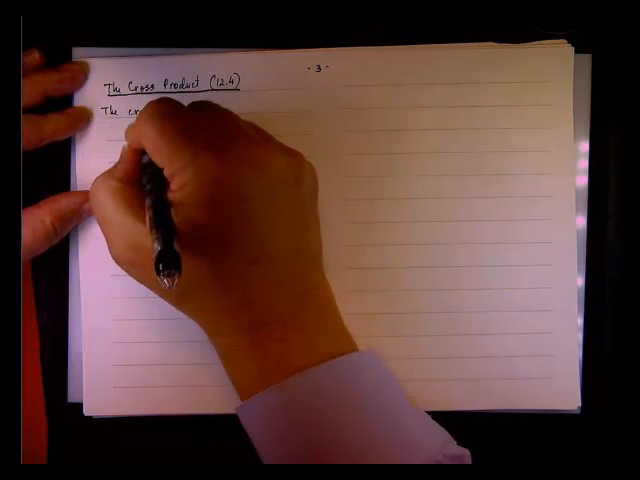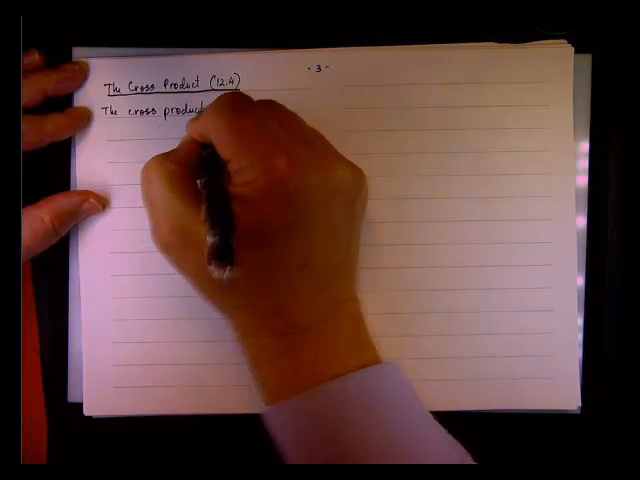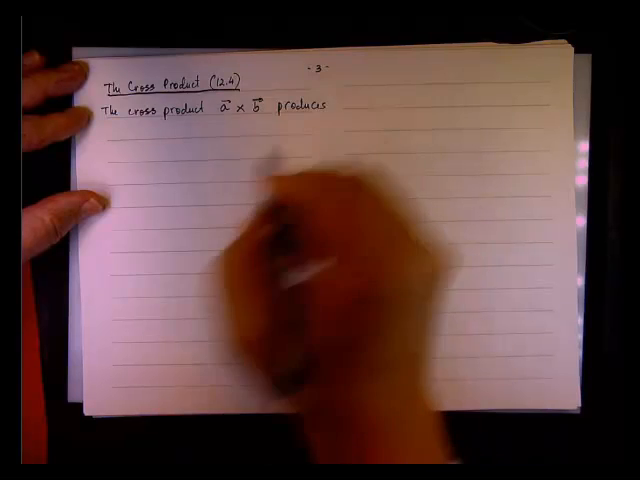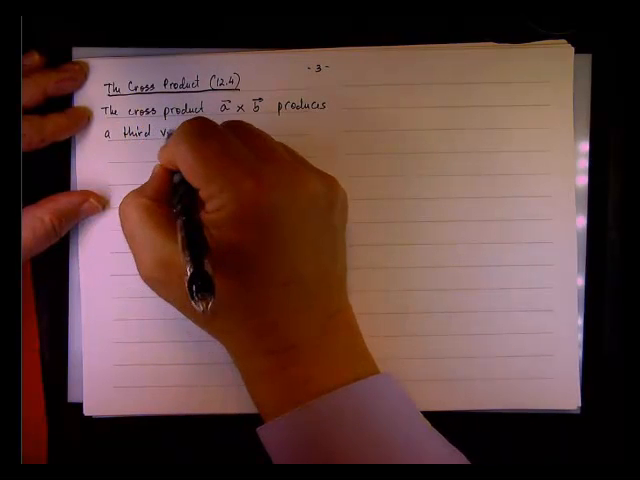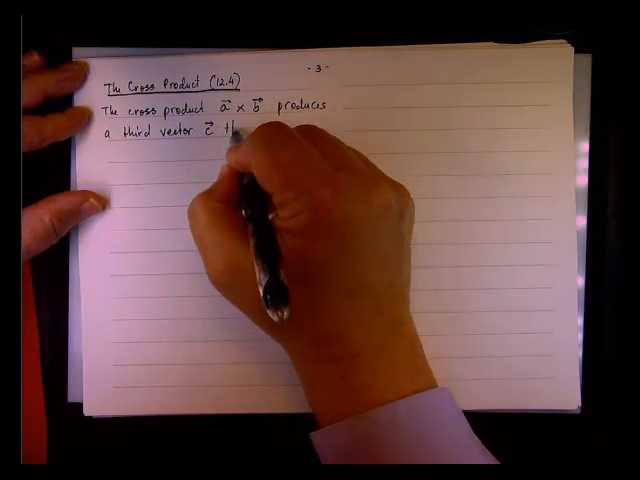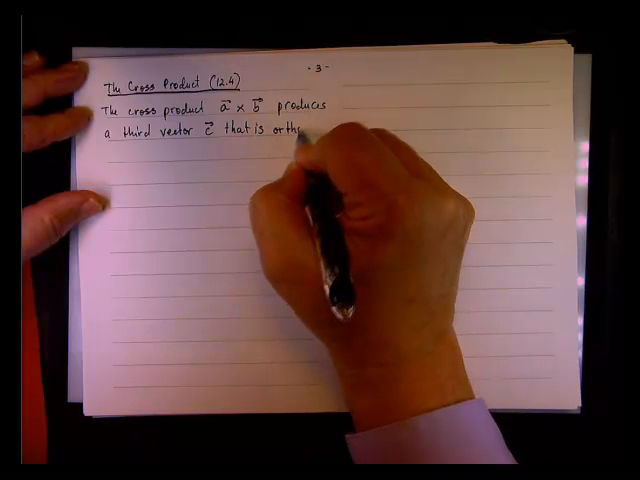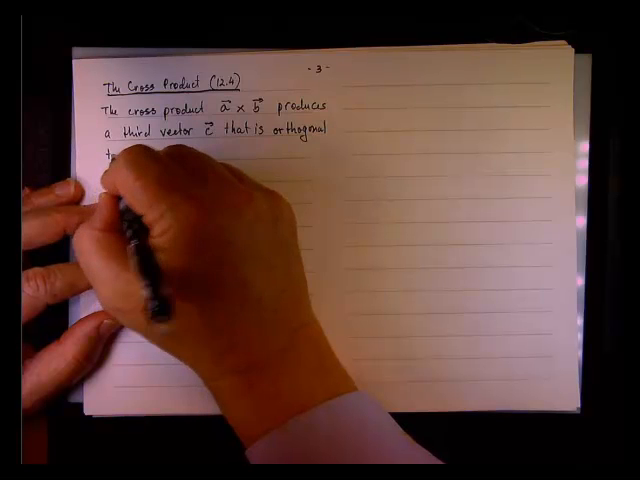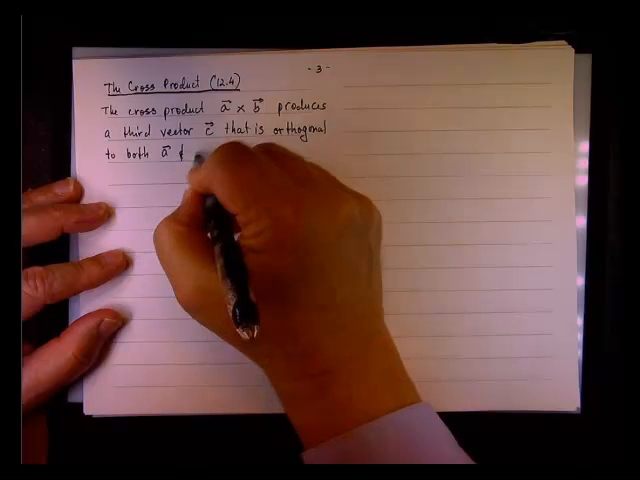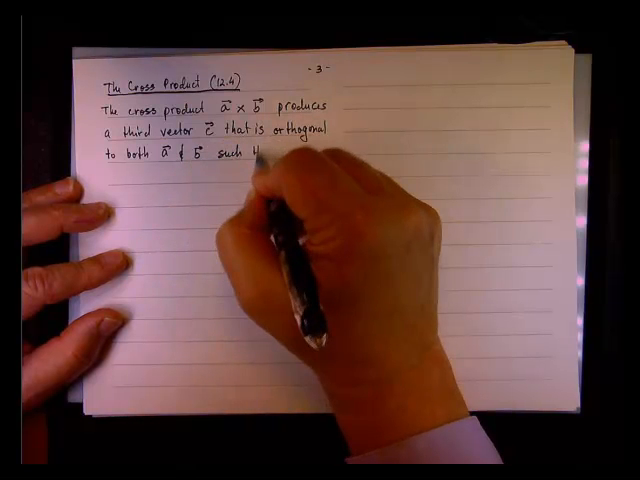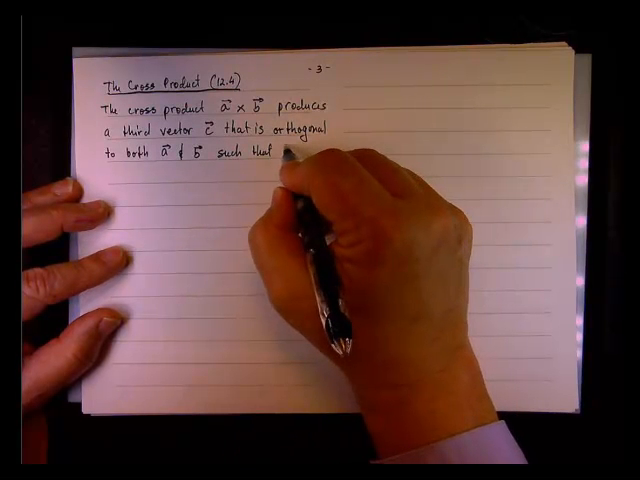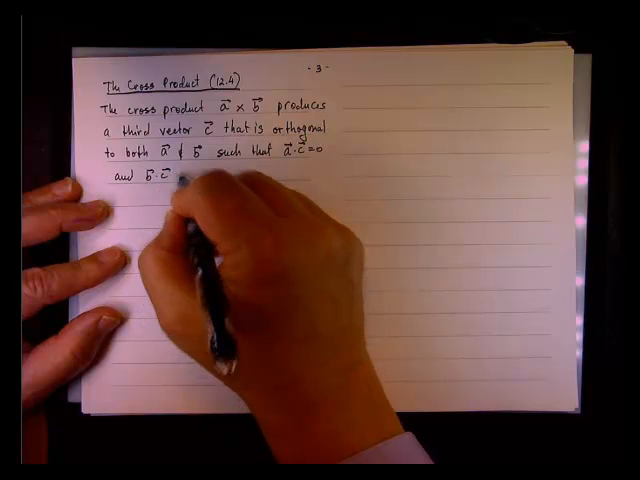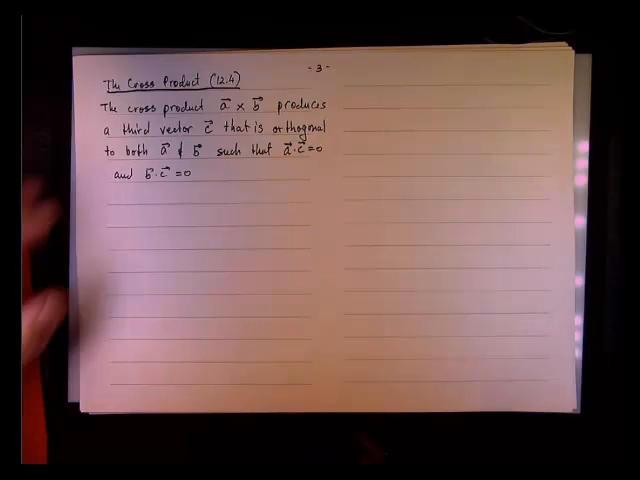Okay, so let's write the cross product. A cross B produces a third vector C that is orthogonal, I mean, remind you, orthogonal, perpendicular to both A and B, such that A dot C equals 0 and B dot C equals 0. Okay?